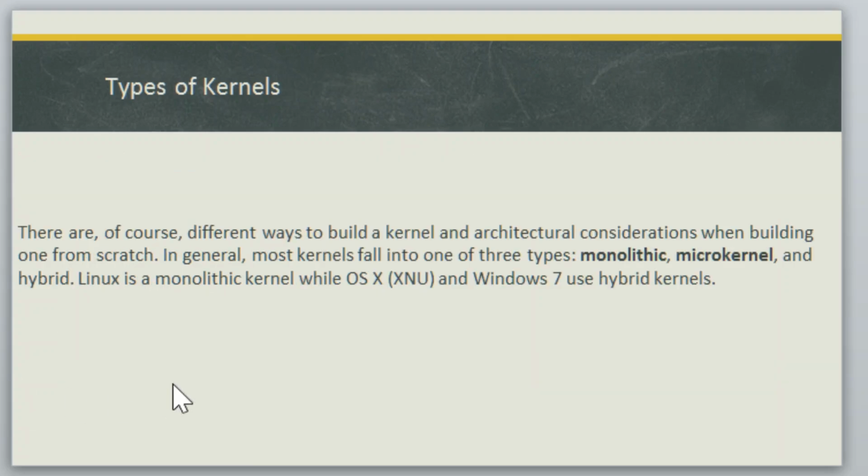So let's talk about types of kernels. There are, of course, different ways to build a kernel and architectural considerations when building one from scratch. In general, most kernels fall into one of three types: monolithic, microkernel, and hybrid. Linux is a monolithic kernel, okay, and Windows 7 is going to use a hybrid kernel, guys.